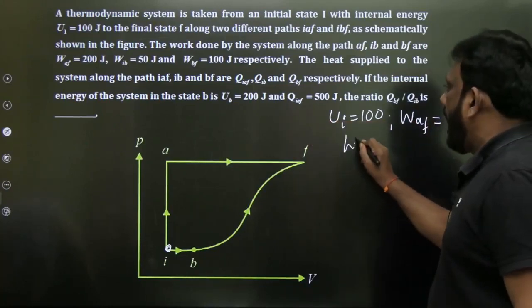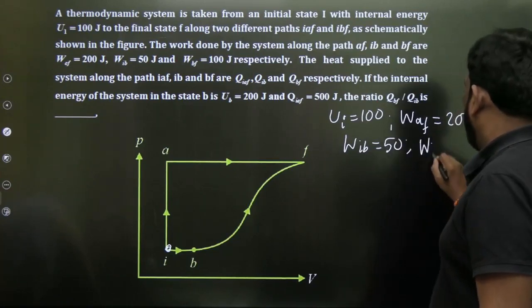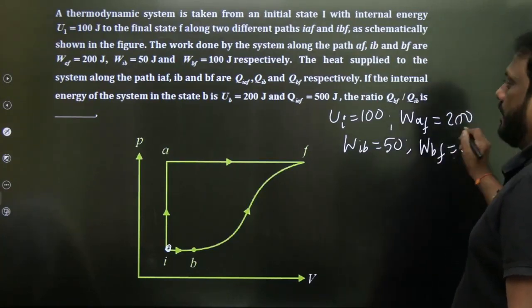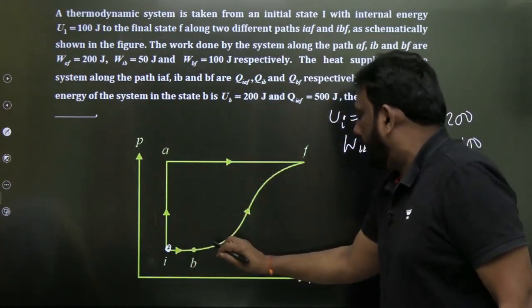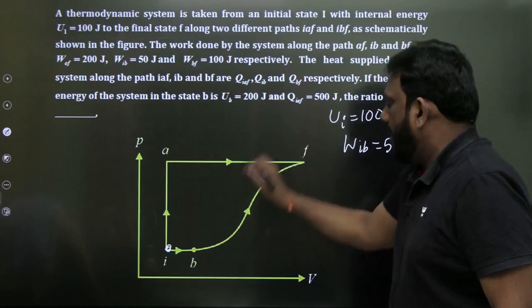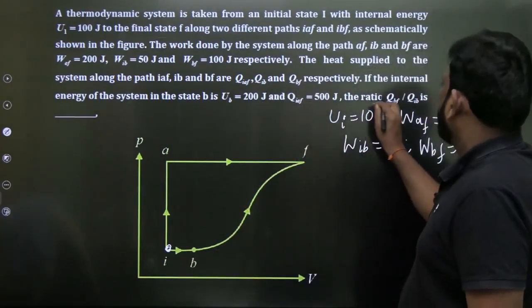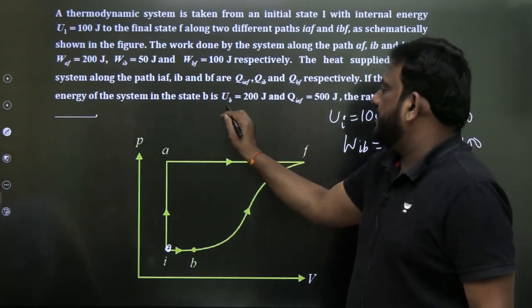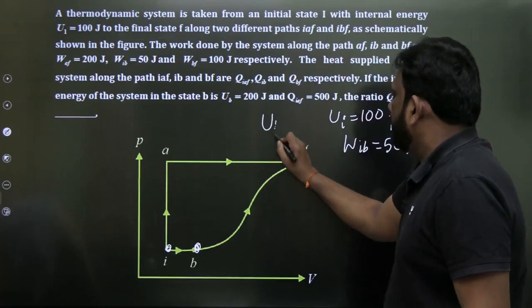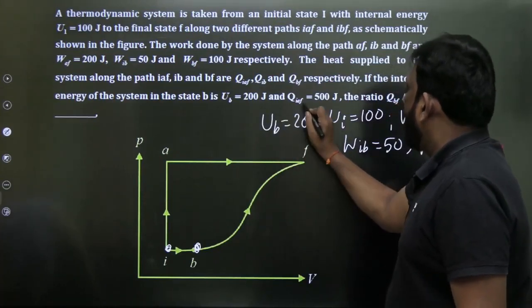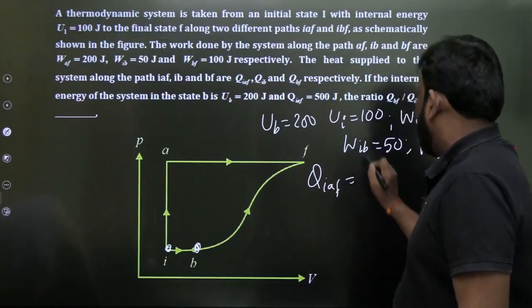Work done along IB is 50, all in joules, and work done in BF is given as 100. The heat supplied to the system along IAF is QIAF, along IB is QIB, and along BF is QBF. The internal energy of state I is given as 100, and QIAF is given as 500.